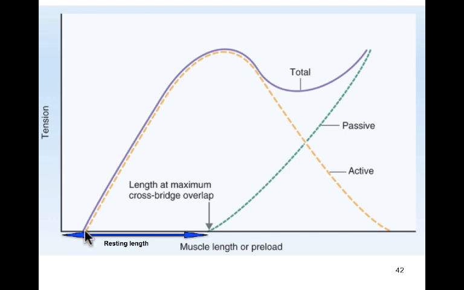The total tension at the beginning only is going to follow the active tension until we get to the resting length. At the resting length, as you increase the passive tension and you decrease the active tension, you're going to have a small dip because your active tension is dropping. But after that, the total tension is going to follow the passive tension because when the active tension gets close to zero, the only tension you can have inside the muscle is passive tension.